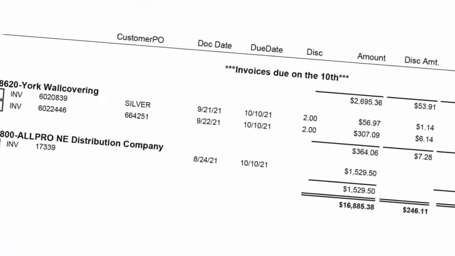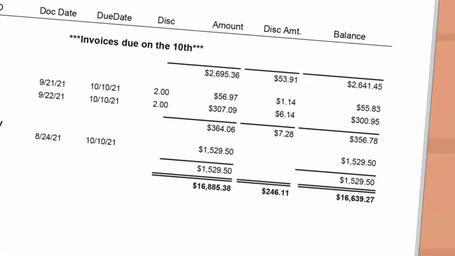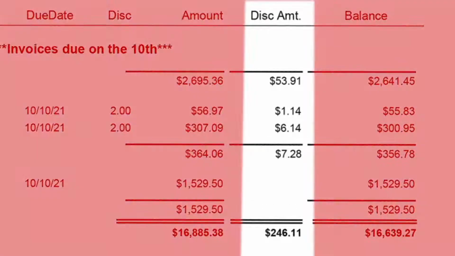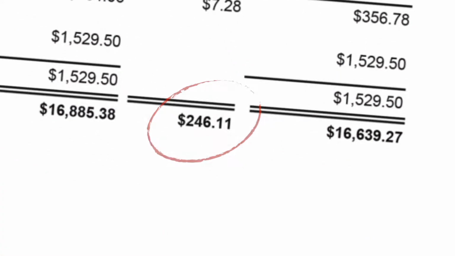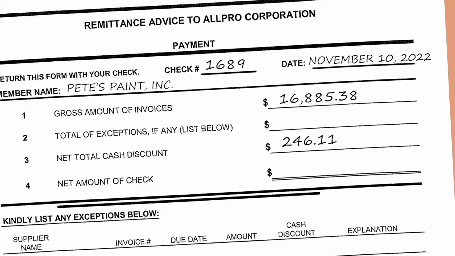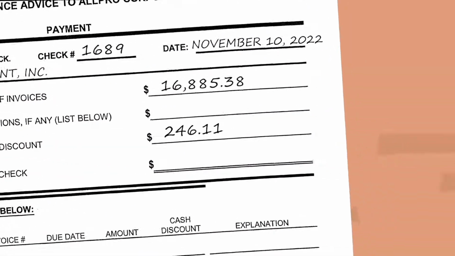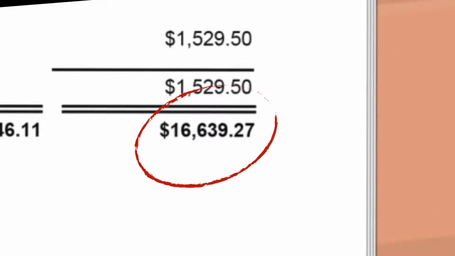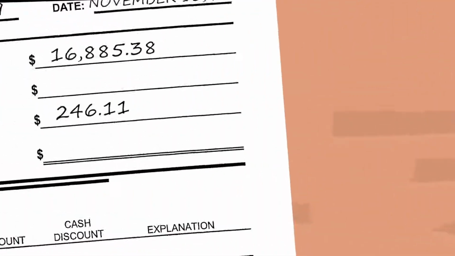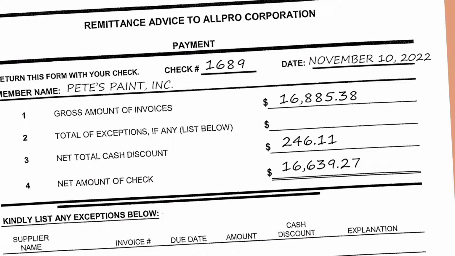This is the standard discount you get just for being an ALLPRO member, and you can find it in this column on your statement. Note the bottom line number and write it on your remittance form. The last number you're going to need is the balance due, which is the bottom right number in the balance column on your statement. That number is your net amount of check, aka your total balance due today.